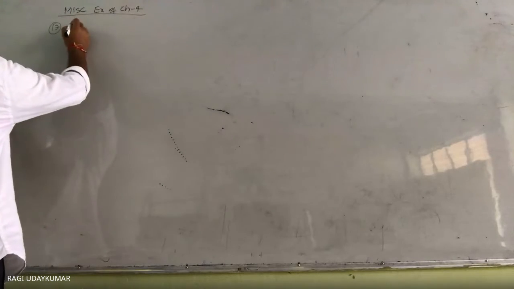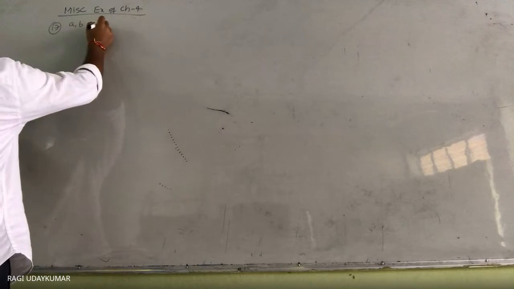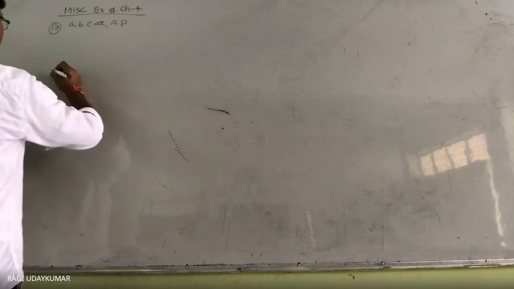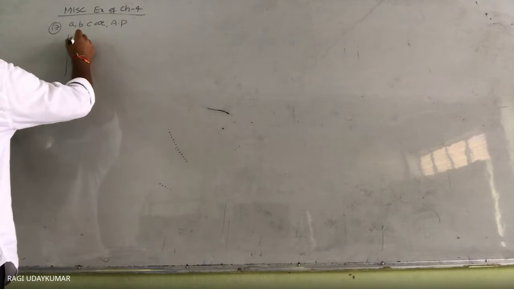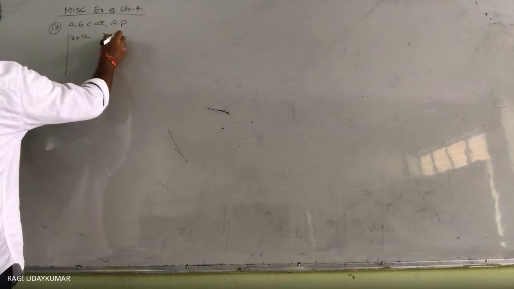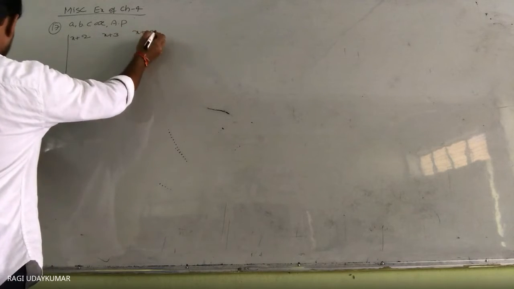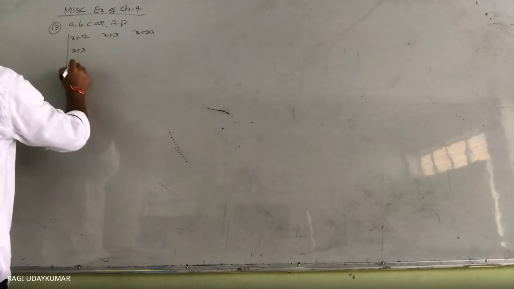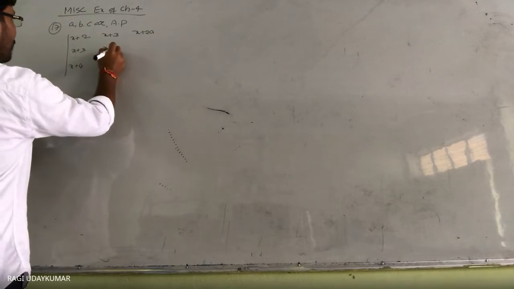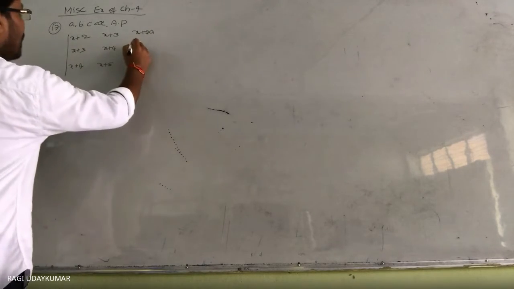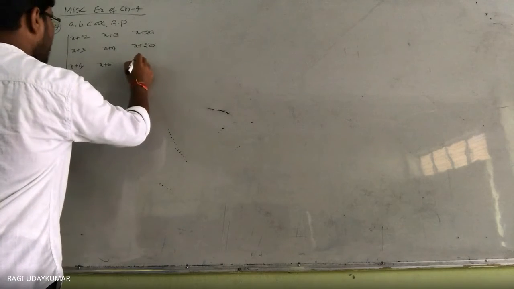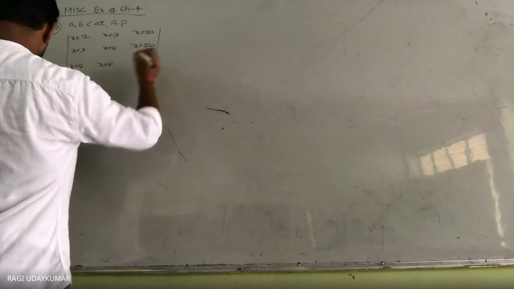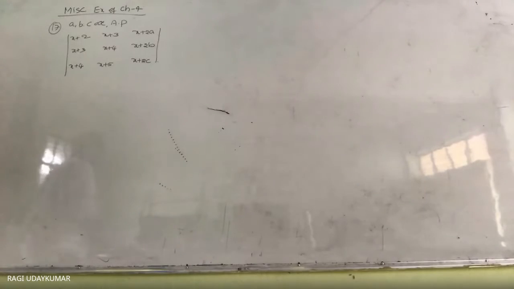The question is given to you. A comma B comma C are in arithmetic progression and asking you to find out here x plus 2, x plus 3, x plus 2a, x plus 3, x plus 4, x plus 4, x plus 5, x plus 2b, x plus 2c. This determinant value is asked to find out. Okay, so how do you find out the determinant value?